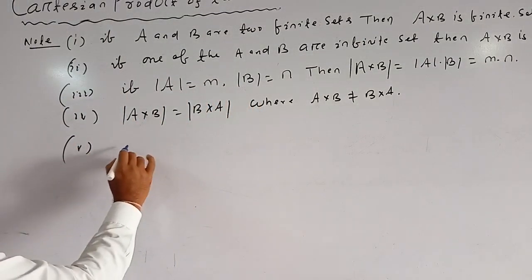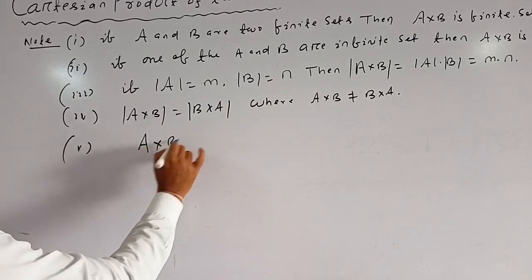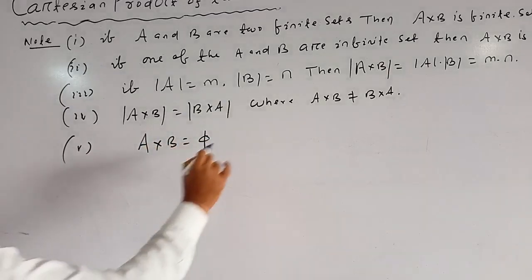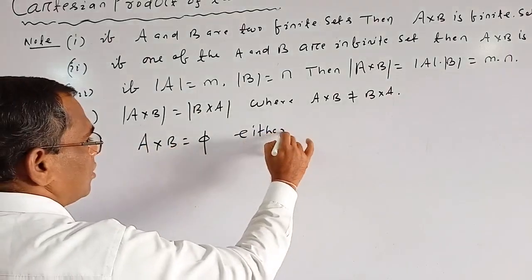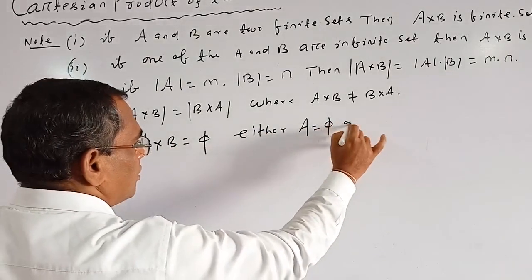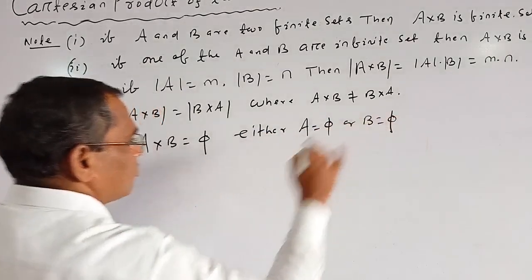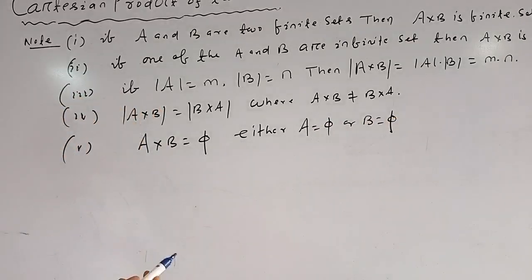So A cross B is equal to phi if either A is equal to phi or B is equal to phi or both are phi.